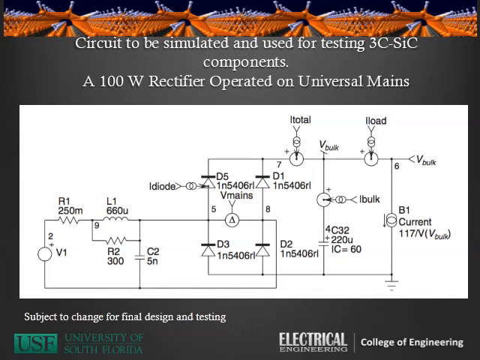We will use this simple 100 watt power supply unit as a stepping stone for a more complex power supply unit. We'll begin by utilizing the existing silicon components in the power supply, run simulations, and gather data. We'll replace those same diodes with 3C-SiC components, again run simulations, and then compare the data.